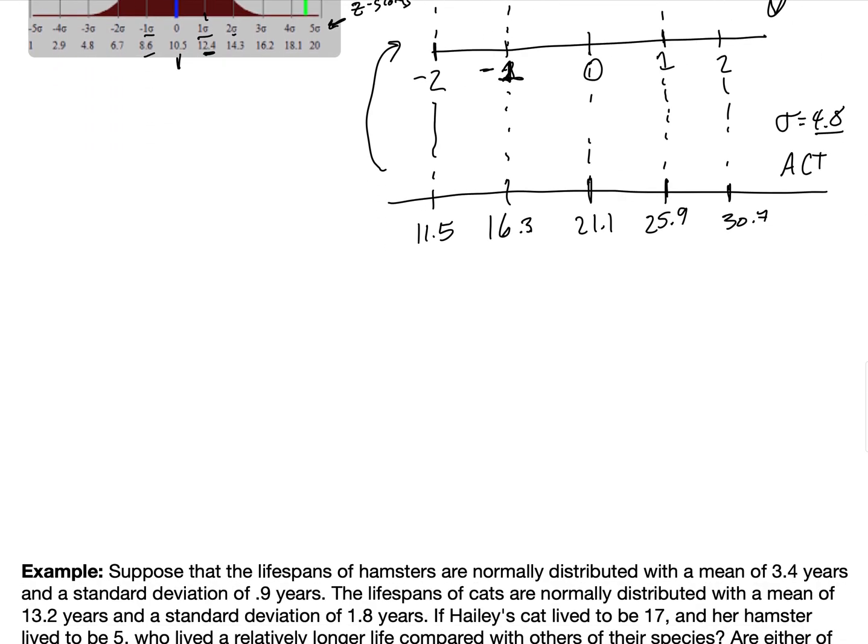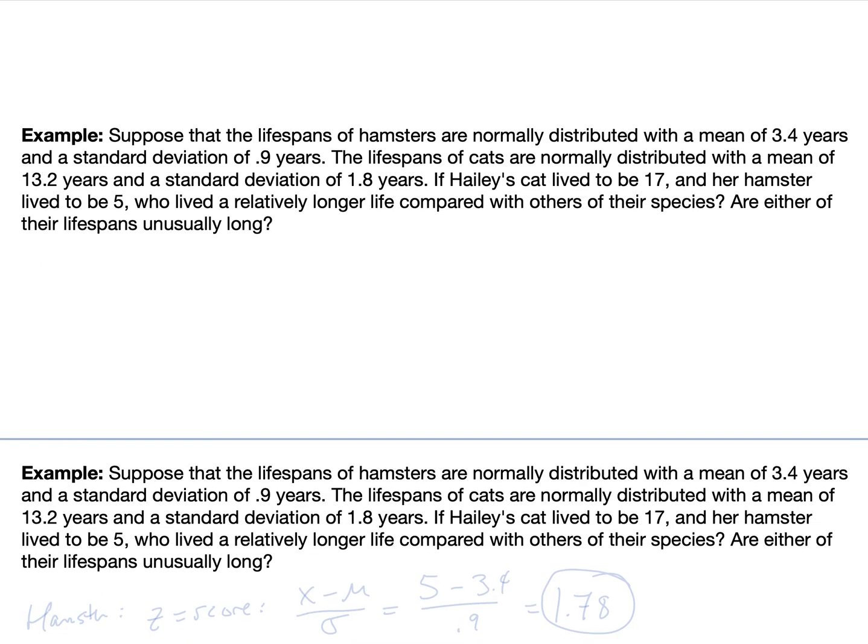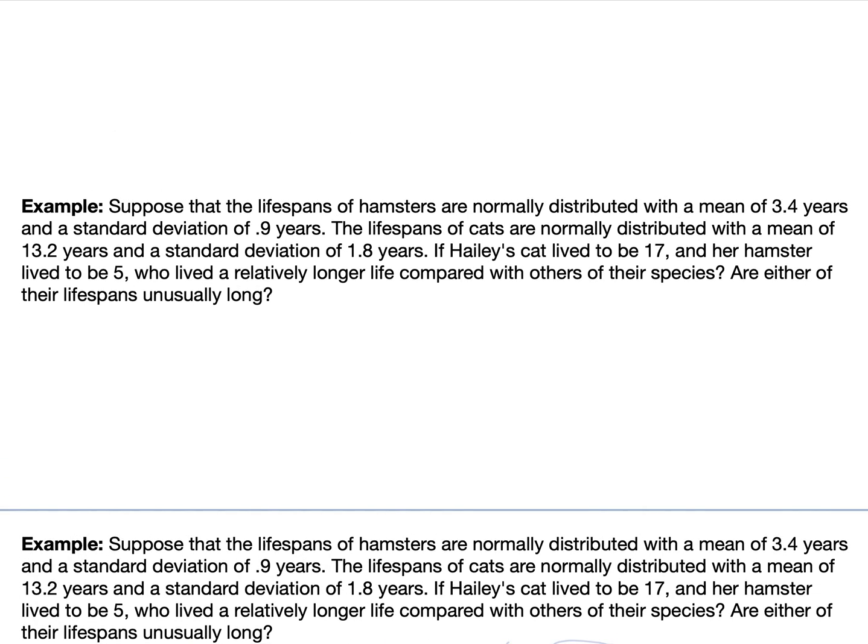Okay, let's do one more example together. So suppose that the lifespans of hamsters are normally distributed with a mean of 3.4 years and a standard deviation of 0.9 years, and the lifespans of cats are normally distributed with a mean of 13.2 years and a standard deviation of 1.8 years. If Haley's cat lived to be 17 and her hamster lived to be 5, who lived a relatively longer life compared with others of their species, and are either of their lifespans unusually long? So take a moment to think about that. We'll talk about it together.